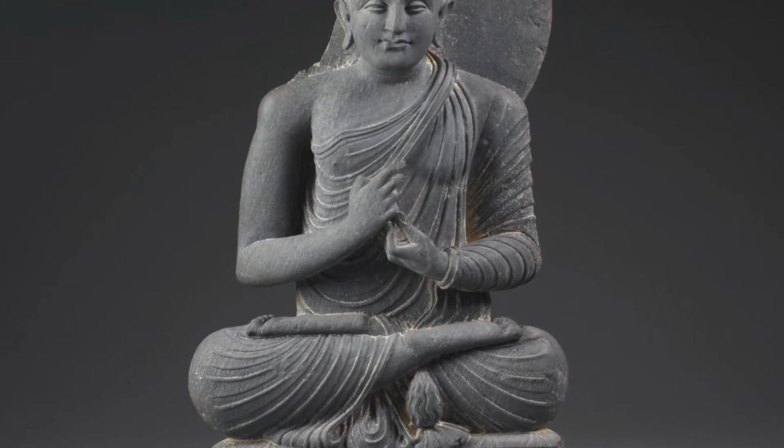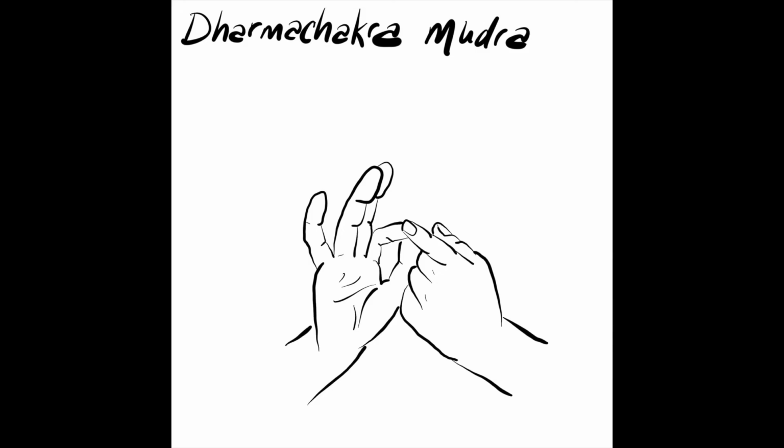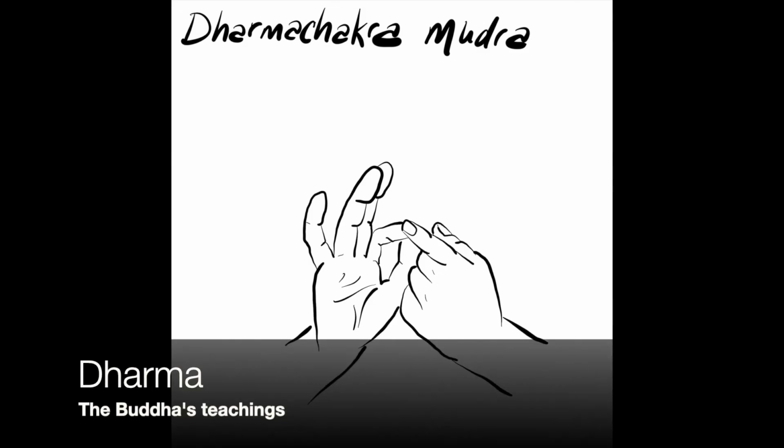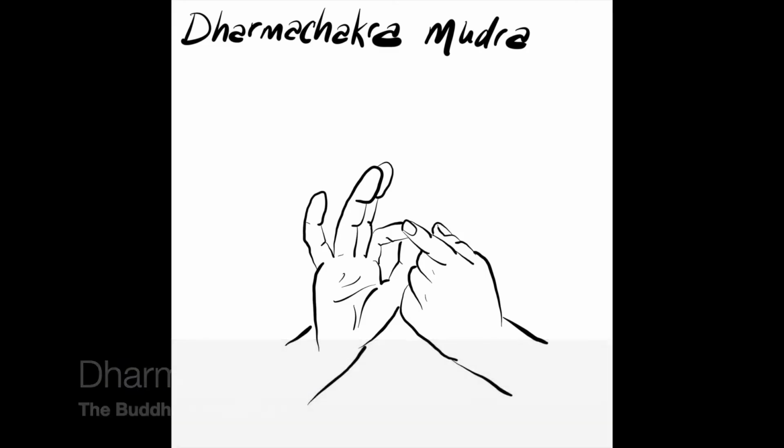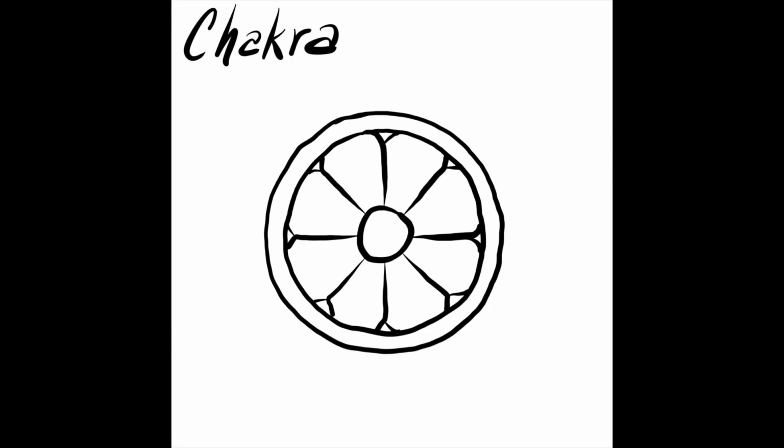This mudra is called the Dharma Chakra Mudra, which means the turning of the wheel of the Dharma. Dharma refers to the Buddha's teachings, and chakra means wheel. So this mudra represents the teachings of the Buddha spreading across the land like a wheel rolling.